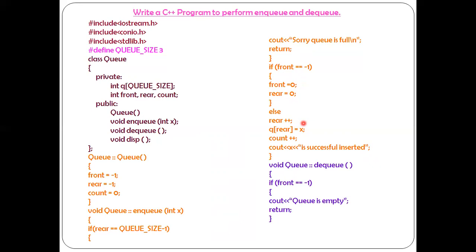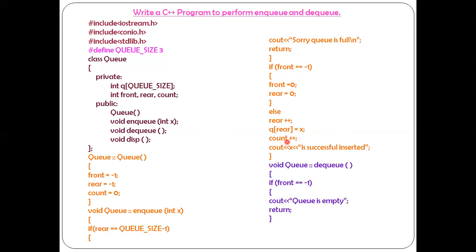As I said in the beginning, during the process of insertion, every time rear goes on increasing by plus 1. Now rear becomes 1. Last time 0, this time 1. Plus plus is an increment operator. Every time that variable increases by plus 1. Q of rear means Q of 1 is equal to x. What exactly is x having? 20. 20 is assigned to Q of 1.